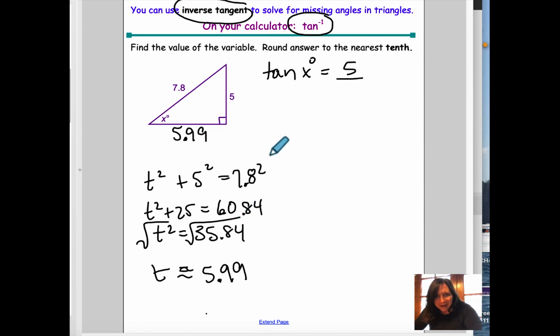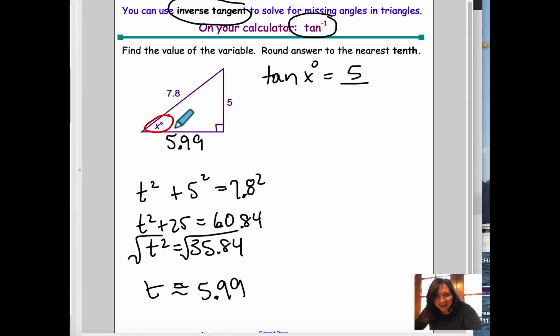Okay, so now in order to find the angle, because ultimately my goal is to find this angle right here. So in order to find that angle, what I'm going to do is opposite side over the adjacent side, right? Opposite over adjacent. So I already have my 5, which is the opposite side. Now I need the adjacent side. So I'm going to go 5 over 5.99. And what that is going to do for me now is I'm going to try to solve for x.